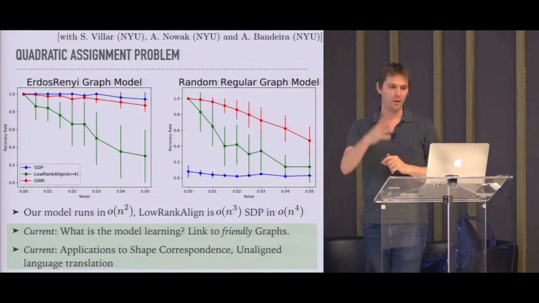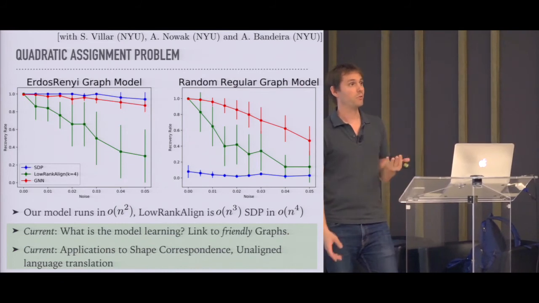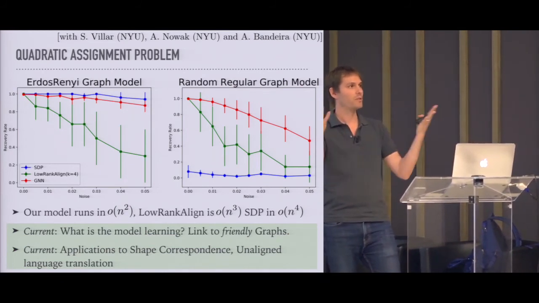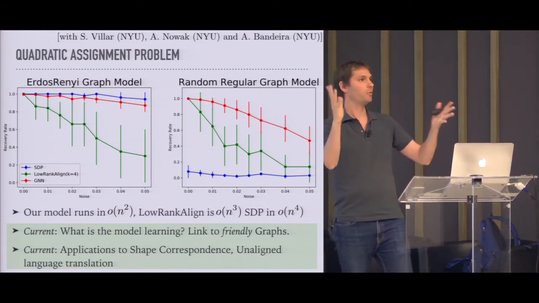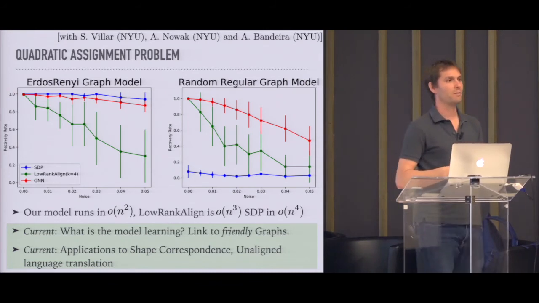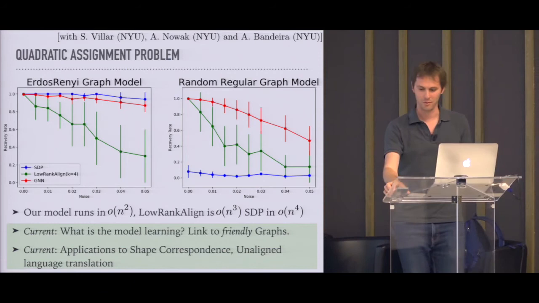Or even now, there's this very nice line of work in machine translation that tries to solve machine translation without supervision, right, by just looking at two languages and basically trying to align them. So one interesting thing is, can we use these techniques of quadratic assignment to map the two languages? Crazy idea, but who knows?